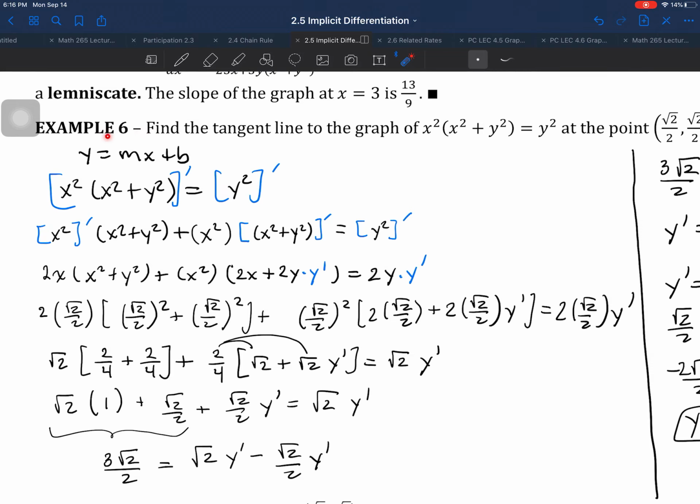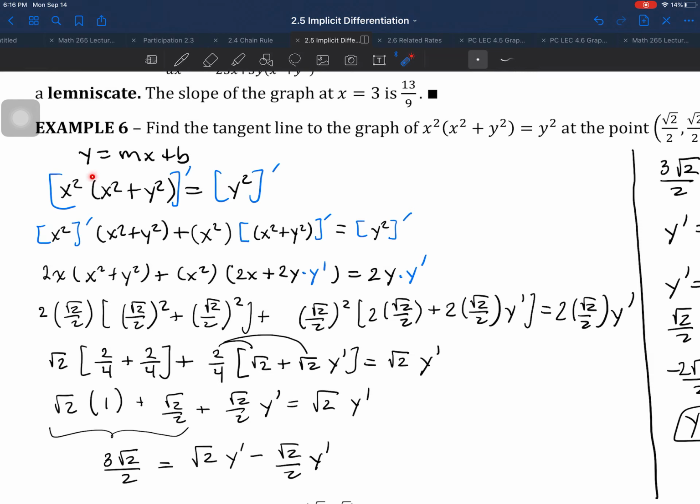How does that look like? It always looks like y equals mx plus b because it's a linear equation. So what are we going to do? Find the slope. How do we find the slope? By finding dy over dx. In other words, y prime. So what are we going to do? We don't need to solve for y. We just have to take the derivative on both sides of the equation. The derivative of the left side, derivative of the right side.